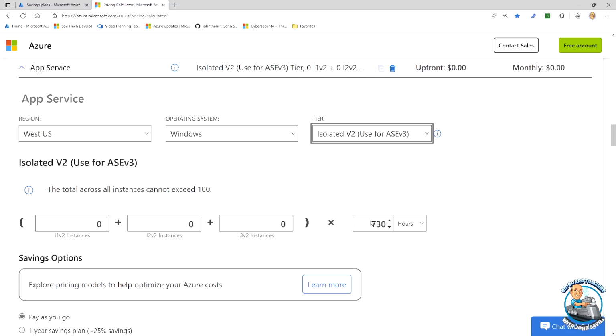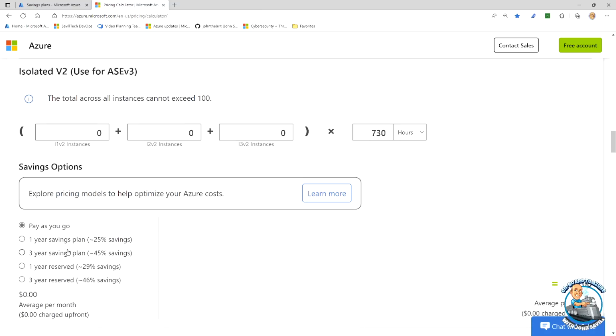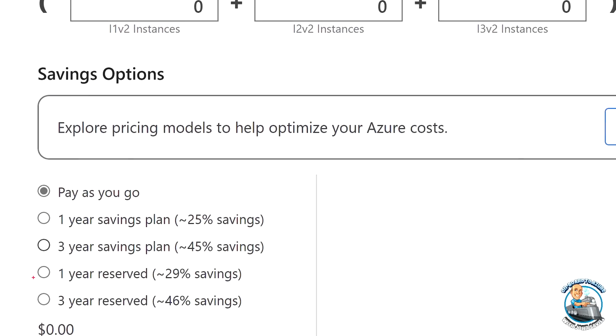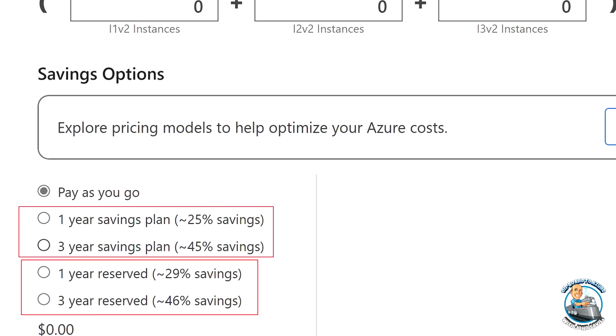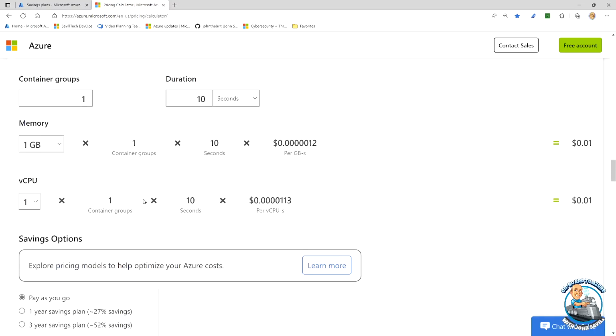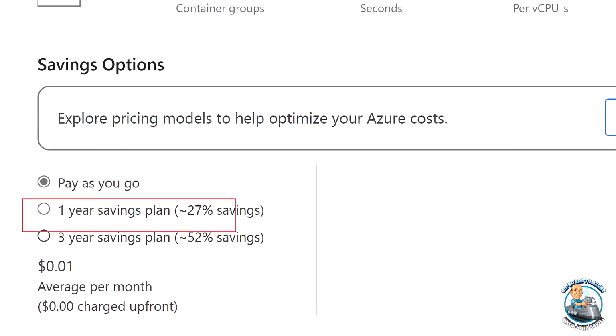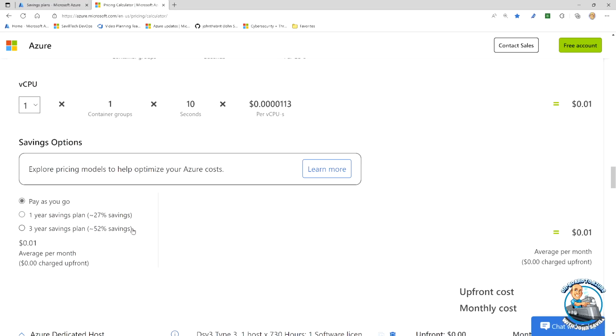I think isolated V2 as well applies. And notice, hey, I've now got savings plan options. So notice I've still got the reserved instance option, which is a bigger discount, but I now also have the savings plan. So if I had a savings plan, hey, I would go and get those discounts. It was a little bit less, but again, it's the flexibility. Azure Container Instances. Oh, yep, I've got savings plan options there. 1 or 3 years. There it is.